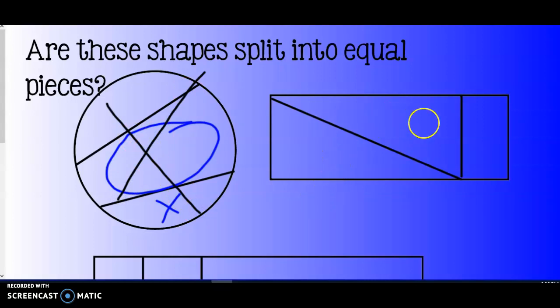This one is split in 1, 2, 3 pieces. Is this equal? Miss Banks is going to take this part and I'm going to give you that part, and then I'm going to give Miss Adams this part. Did you get your equal share? No. So is this split into equal pieces? The correct answer is no.